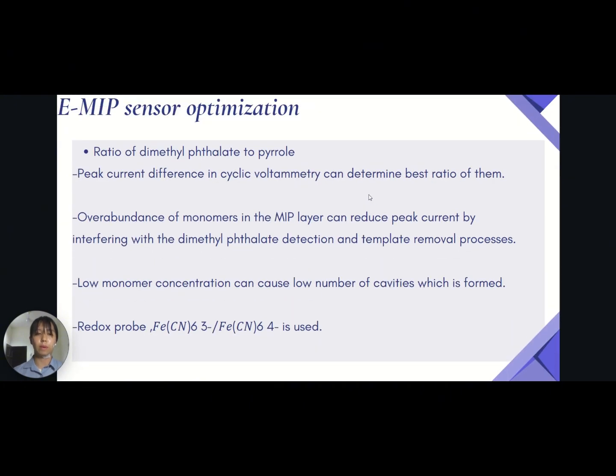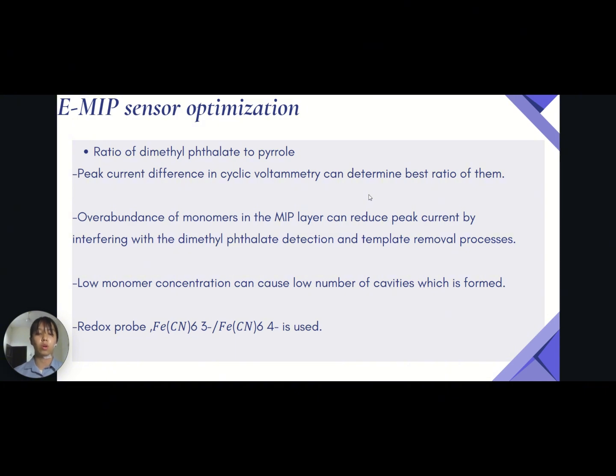EMIP sensor optimization, ratio of DMP to pyrrole. This one is one of the optimizations. The peak current difference in the cyclic voltammetry is one of the parameters to detect the best optimized ratio of them. The overabundance of the monomers in the EMIP layer will cause a reduction in peak current, because it will interfere with the DMP detection and also the chemical removal process.